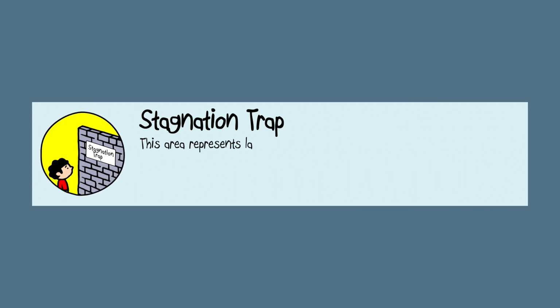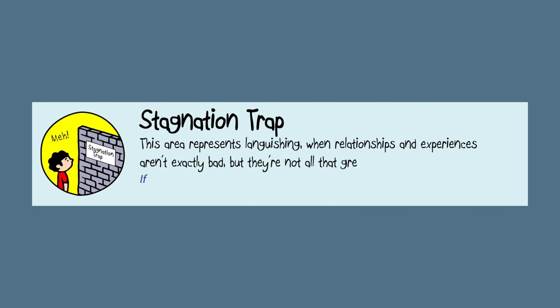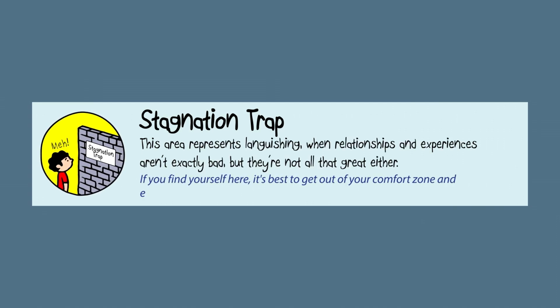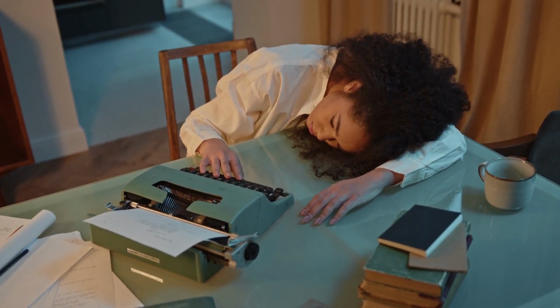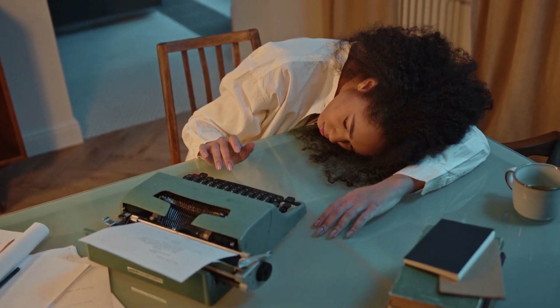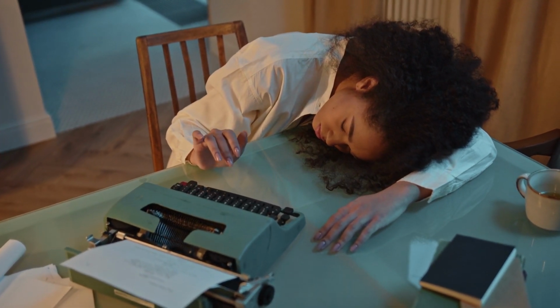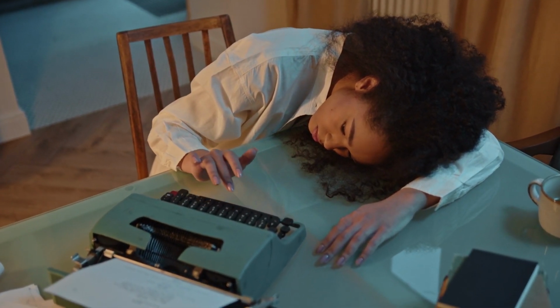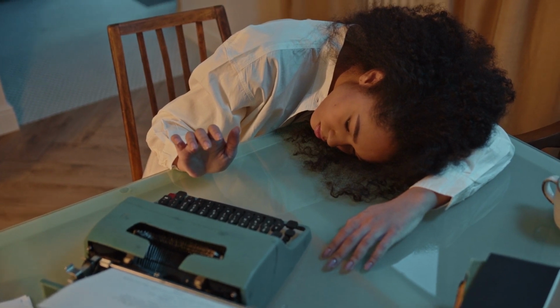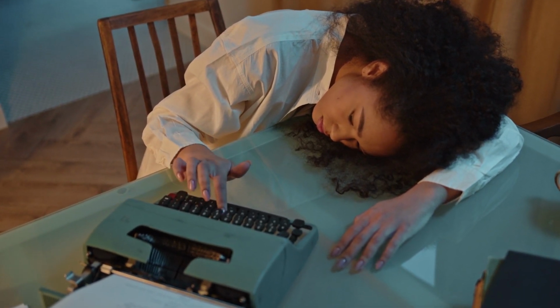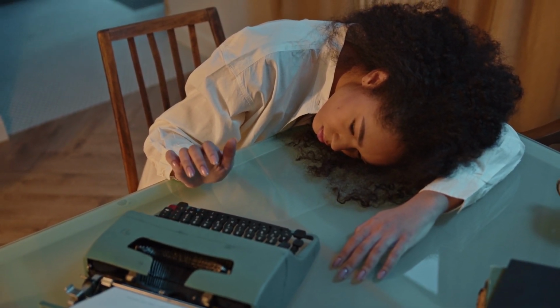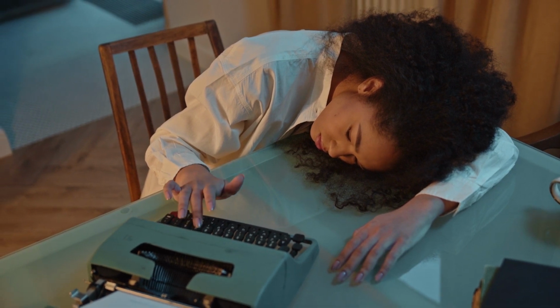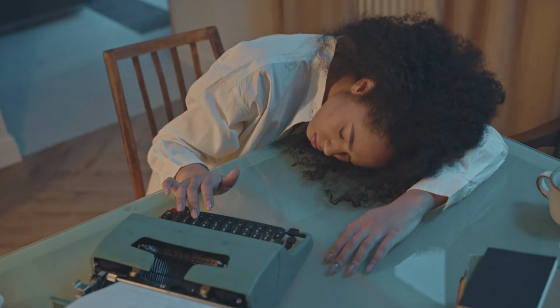In the center of the map is a 5th area, the stagnation trap. This is a bland and boring space, characterized by underutilization of skills and abilities. In this space, we are neither moving forward or backward. Life's not objectively bad here, but it's not particularly fun either. It's that meh feeling many of us know all too well. Professor Corey Keyes named this space languishing in his seminal work on the mental health continuum.